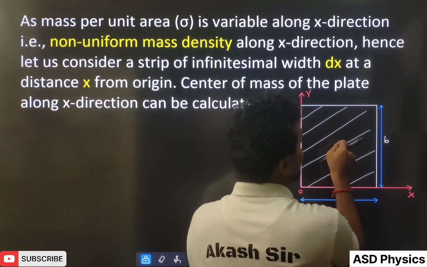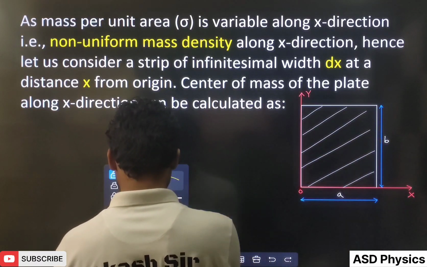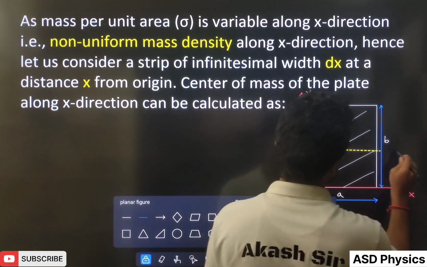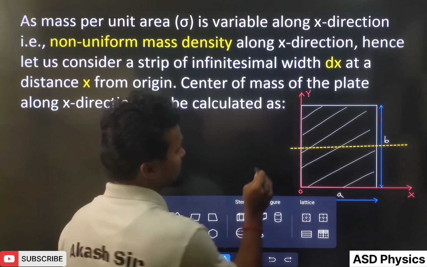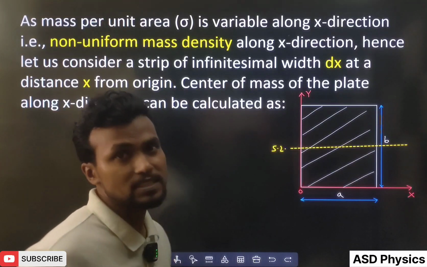That means somewhere in the middle, I will draw one line here. That means the center of mass will lie on this line. Let's take, for example, somewhere on this line it will lie. The center of mass will lie somewhere on this line.